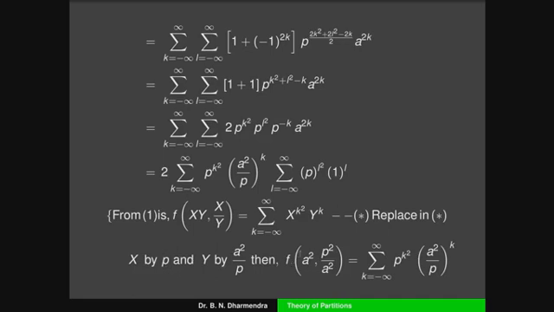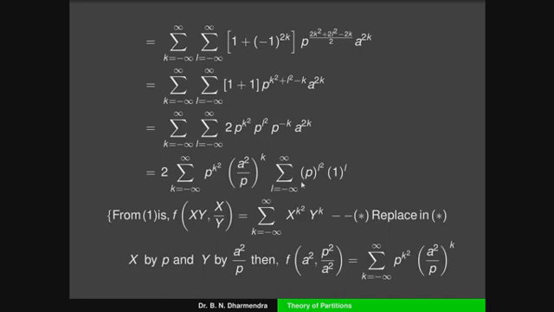Therefore f of a square comma p square by a square is equal to summation k running from minus infinity to plus infinity p to the power of k square into a square by p whole to the power of k. So the first series can be written, in terms of the theta function definition, as f of a square comma p square by a square.